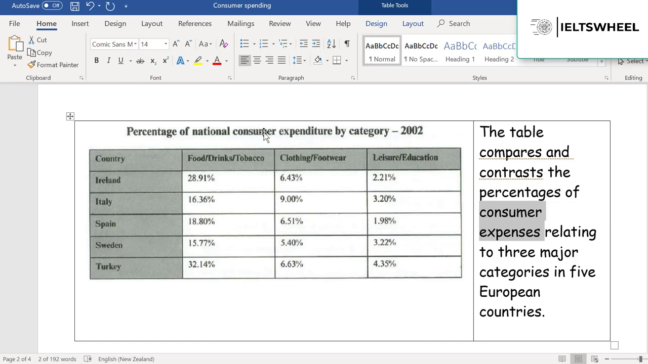Okay, so here we have consumer expenditure, here consumer expenses, relating to, which means regarding, 3 major categories, 1, 2, 3, okay, in 5 European countries. Okay, we have 5 countries: Ireland, Italy, Spain, Sweden, Turkey, and we have mentioned everything in the introduction. Now let's move on.